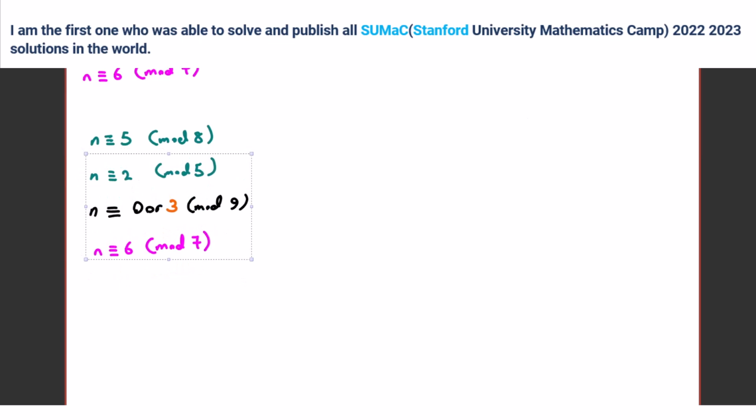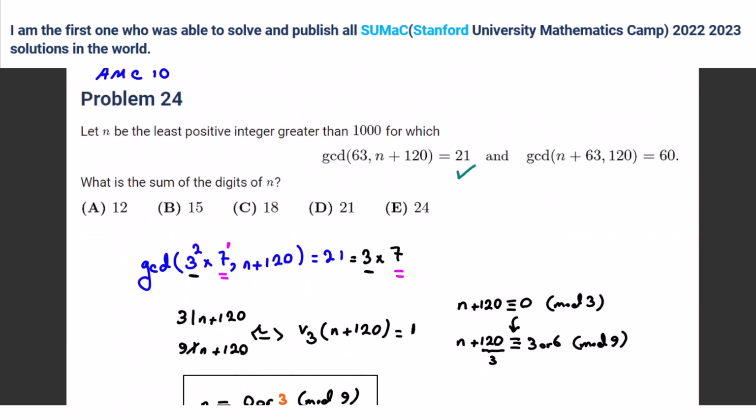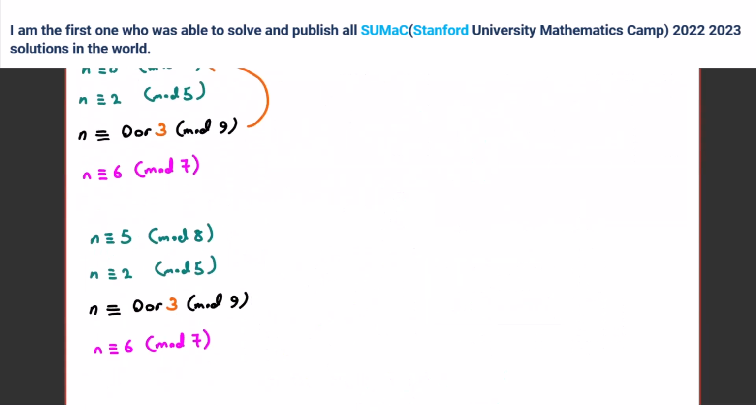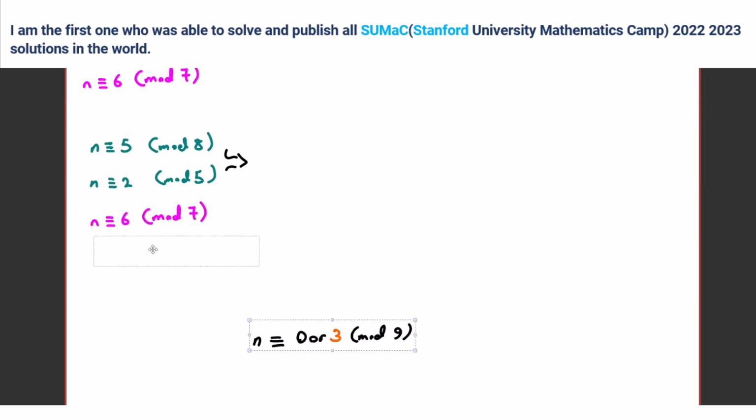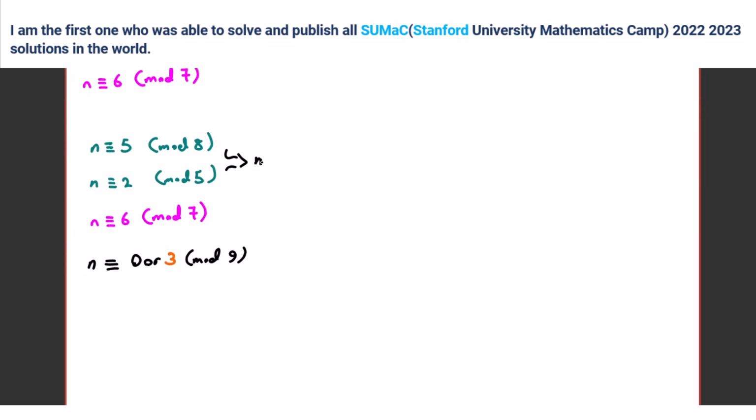Yeah. Okay. And the problem says what? The problem says find the least positive integer greater than 1000. Okay. So I want to solve one by one, for example, from these two. Because here we have two options for 9, let's check it in the last step. So from here, because we know mod 8 and mod 5, we can find mod what? Mod 40.